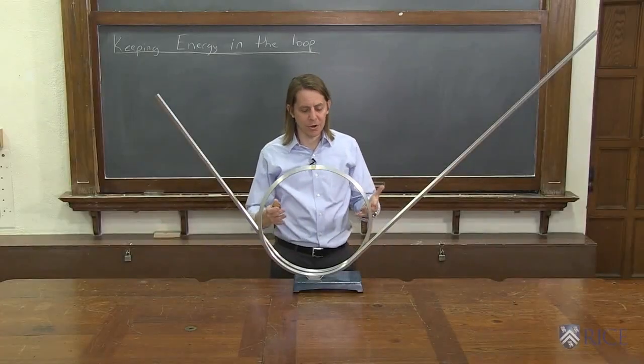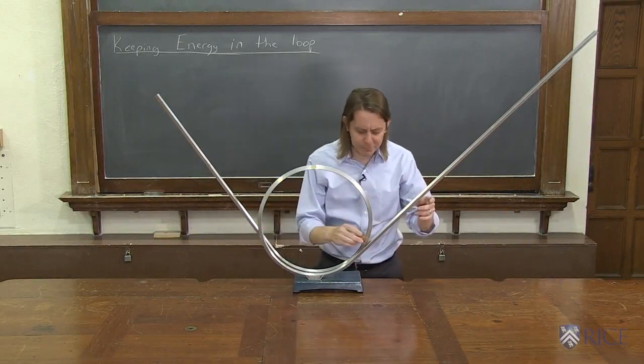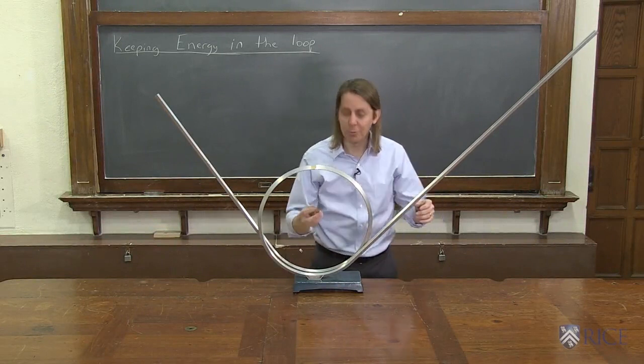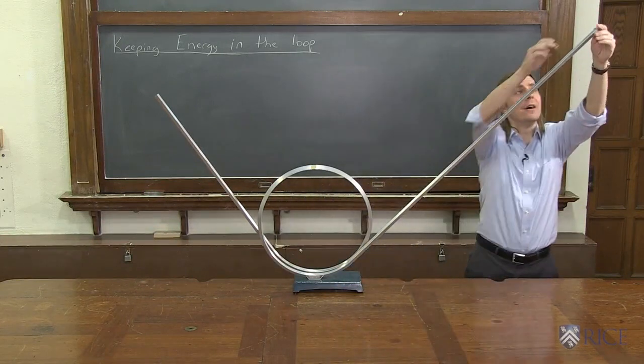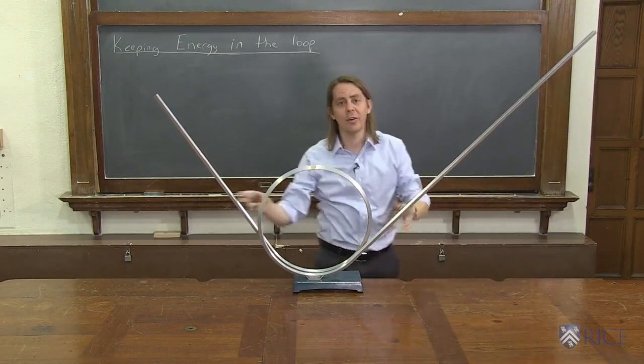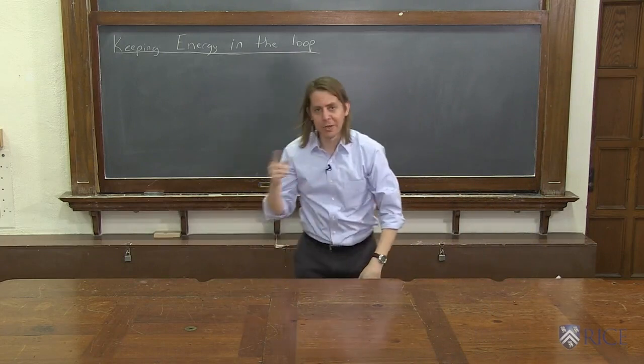We can now apply our conservation of energy ideas to the ball on the loop. So if I release it from here, probably not going to make it. No, but if I release it from way up here, I think it's got a chance. There it goes. So now let's calculate how high we need to release it from so it'll make the loop.